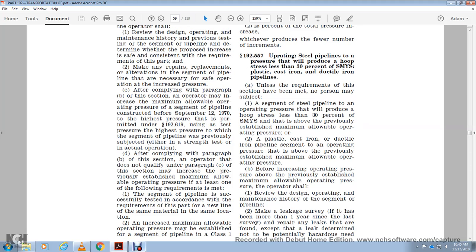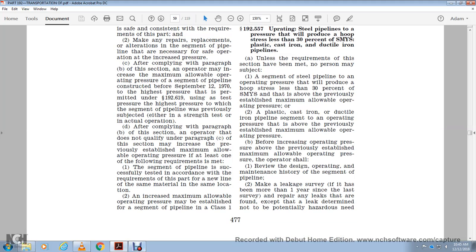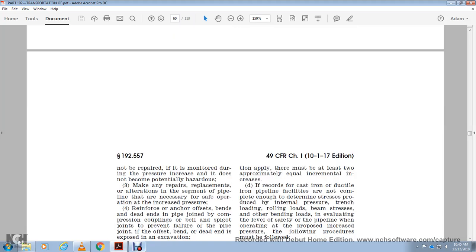operation and maintenance history of the segment of the pipeline, make a leakage survey if it has been more than 1 year since the last survey, and repair any leaks that are found. If a leak is determined not to be potentially hazardous, it need not be repaired if it is monitored during the pressure increase and does not become potentially hazardous.